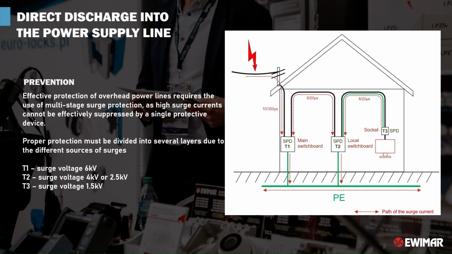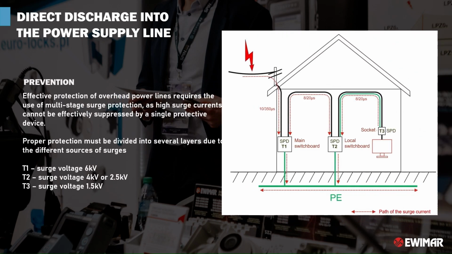A way to limit the effects of discharge in the power supply line is to use coordinated surge protection in accordance with the harmonized EN 62305 standard. The use of surge protectors reduces the surge voltage to a level that is safe for electrical equipment. Protection solutions for overhead power lines require individual designs, depending on the size of the buildings, the location of local switchboards, and the length of the cables. This is necessary to ensure that the main surge currents and secondary surges generated after the main surge protector has been activated do not pose a threat to the installation.